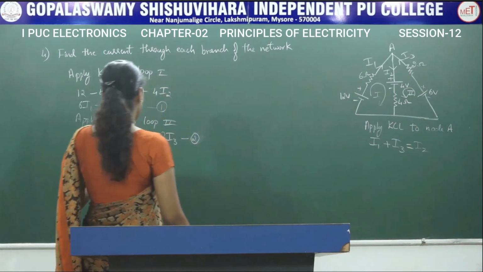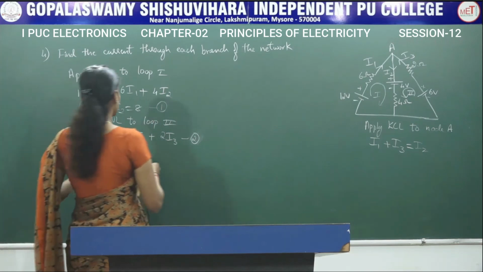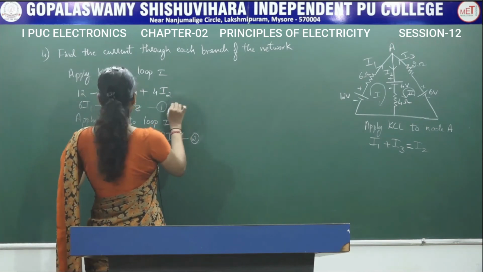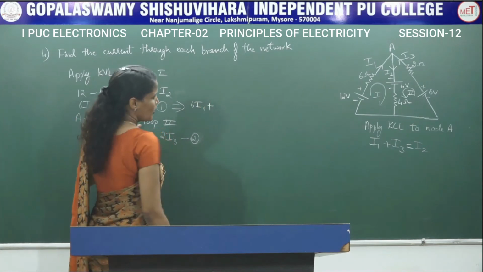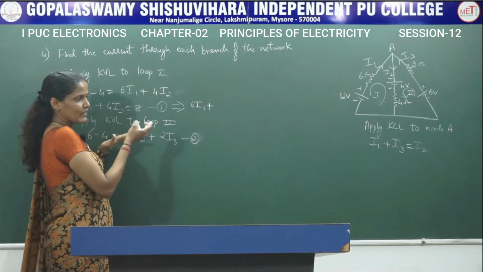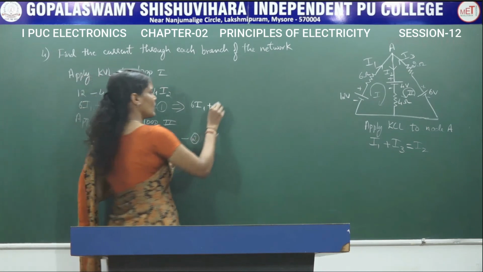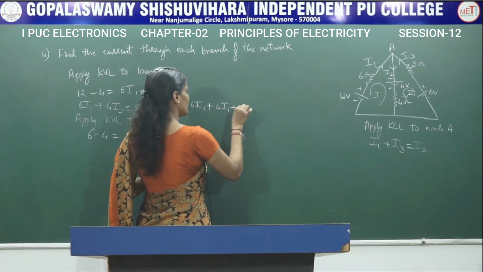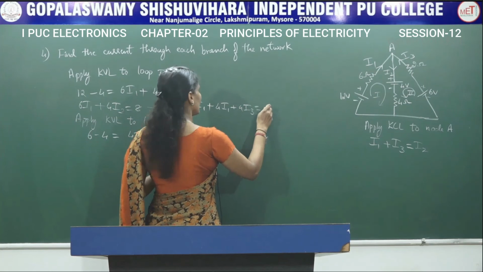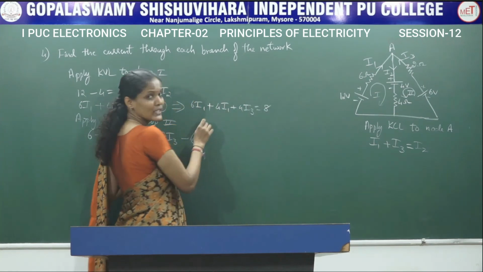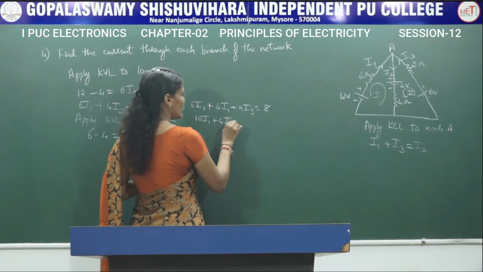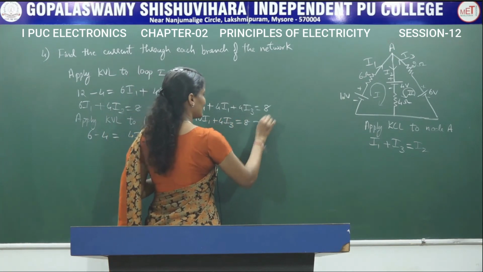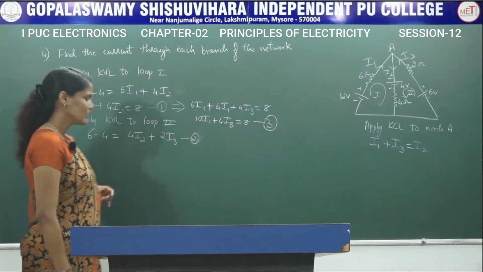So, what to do? Let us substitute for I2 itself. So, in this particular expression, 6I1 plus 4 into I1 plus I3, that is 4I1 plus 4I3, is equal to 8. So, 6 plus 4, which is nothing but 10I1 plus 4I3 is equal to 8. Let me call this equation number 3.